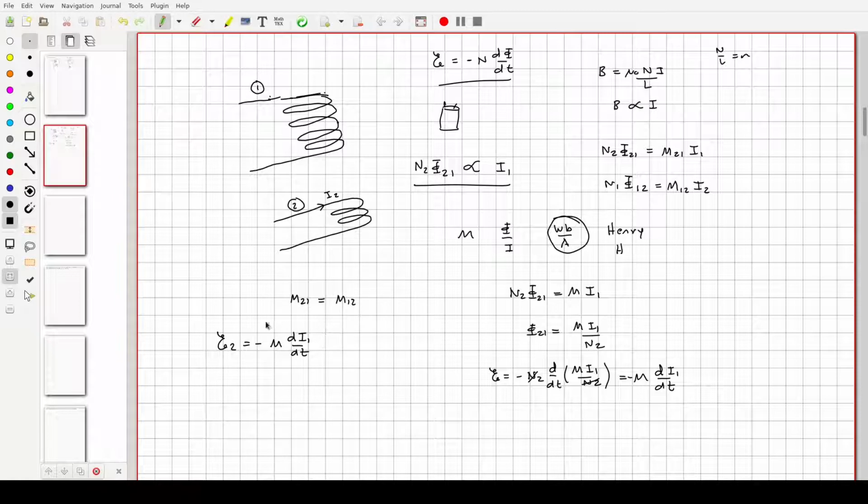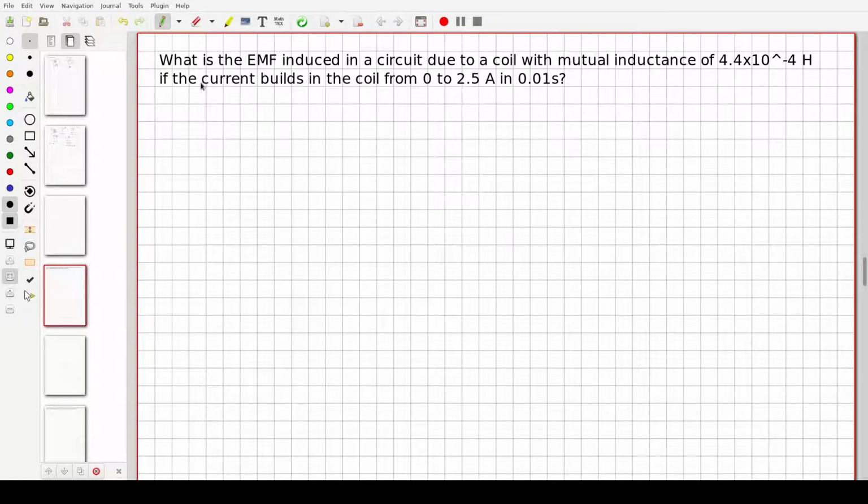So what I'd like to do now is just a quick example to show you how this works. The question I want to ask is what's the EMF induced in a circuit due to a coil with mutual inductance of 4.4 times 10 to the minus 4th henries if the current builds in the coil from 0 to 2.5 amps in 0.01 seconds.